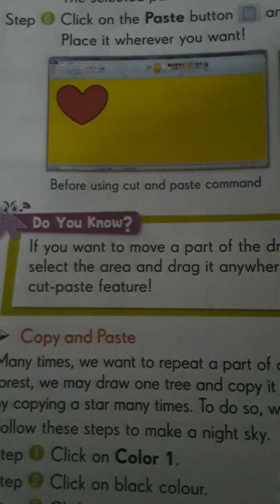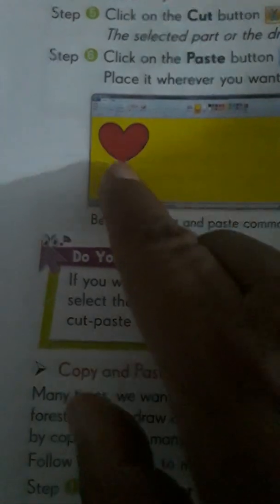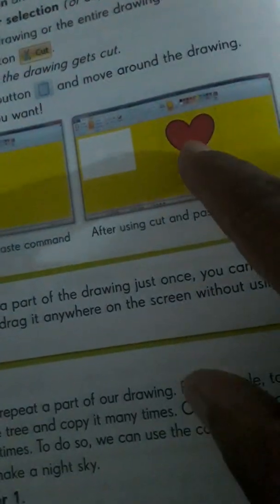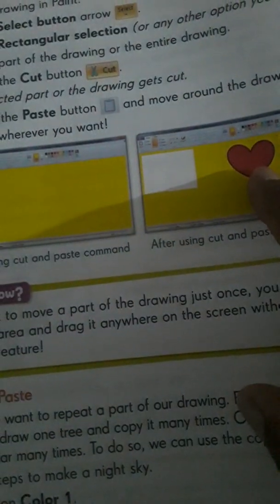Before using the cut and paste command, there is a picture available here. After using cut and paste, it has been cut from here, removed from here, and pasted in the other location by using the paste command.